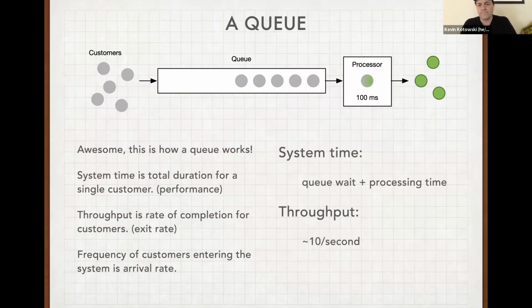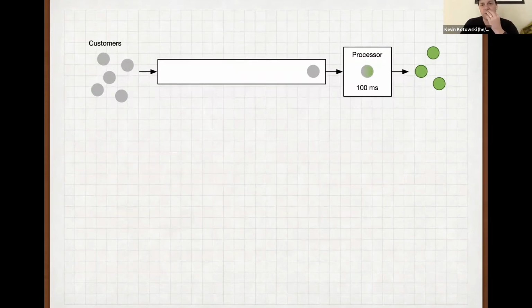So the system time in general is that queue wait plus the processing time, and then the throughput in this case is going to be 10 customers per second. Hopefully that makes good sense. I'm going to start quizzing you soon.